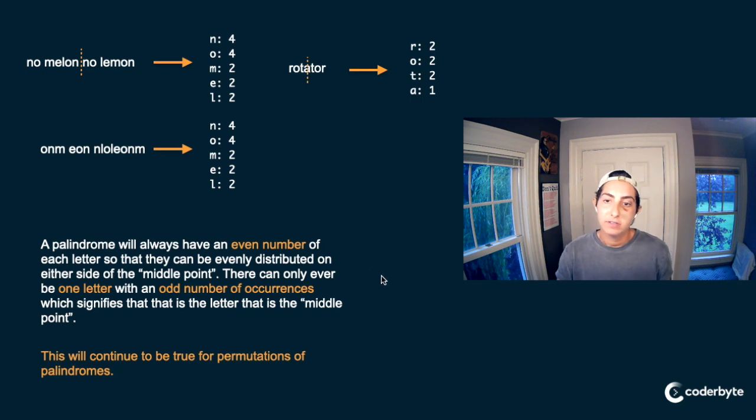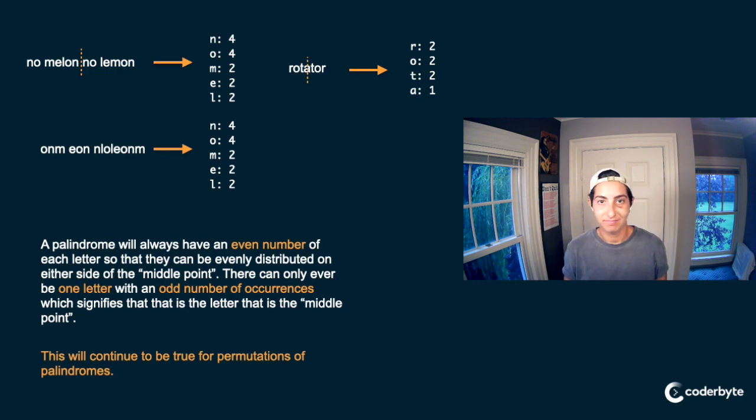So our algorithm is as such. We're going to check the frequencies of the letters, and if there is an even number of all letters, except for just one that's allowed to be odd, then it's a permutation of a palindrome. And if not, return false.